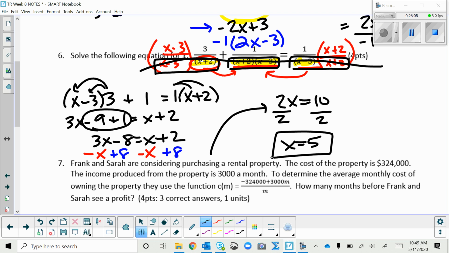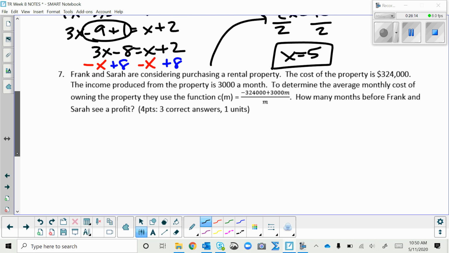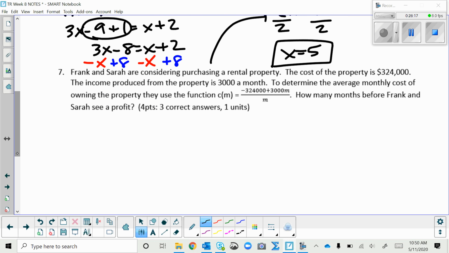And then take a moment and pause your video and read that word problem on the bottom. All right, so Frank and Sarah have this rental property. It cost $324,000 to purchase. They are renting it for $3,000 a month. Okay, so this is asking us how many months is it going to take before they see a profit, right? Because they're using that $3,000 a month to pay off what they bought it for. They owe that. They're paying off a bill. They're paying off their mortgage. How long before they're making a profit?